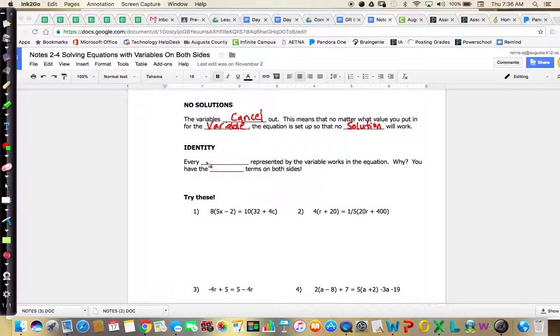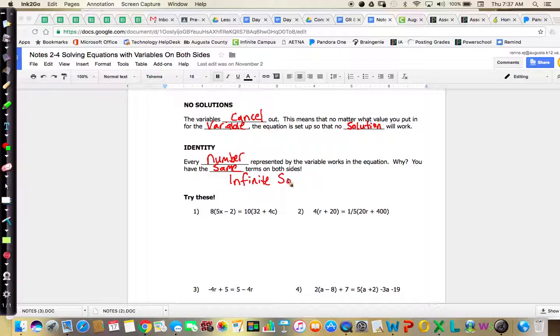Now, the other case is the identity, and this is every number represented by the variable works in the equation. Why is that? Because you have the same terms on both sides. Okay, and the identity is otherwise known as infinite solutions.